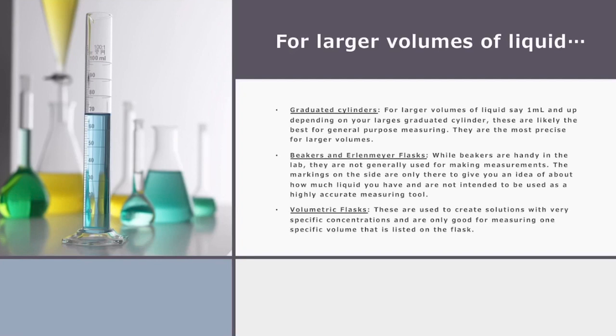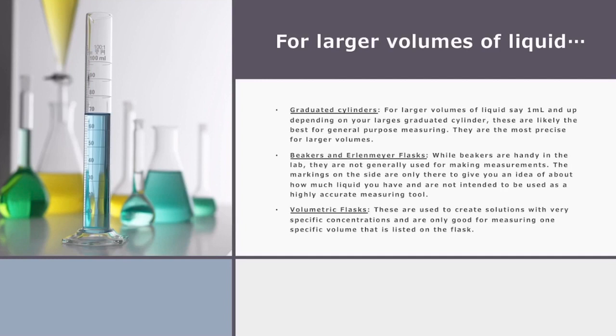For larger volumes of liquid, graduated cylinders tend to be the best option. Anything larger than 1 milliliter, usually, depending on your graduated cylinder. These are just the best for measuring the most precise amounts for larger volumes. When it comes to beakers and Erlenmeyer flasks, these are handy in lab and they do have some markings on the sides, but they're generally not considered very accurate. Those markings are there just to give you a general idea of how much liquid you have, but not really very accurate.